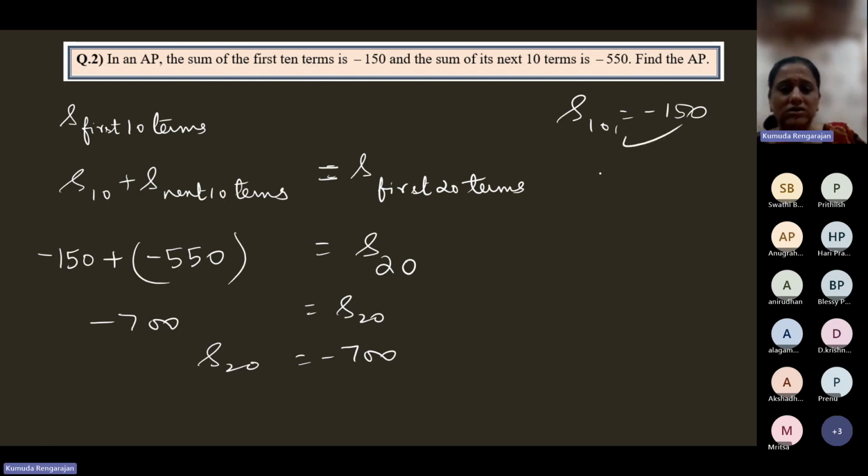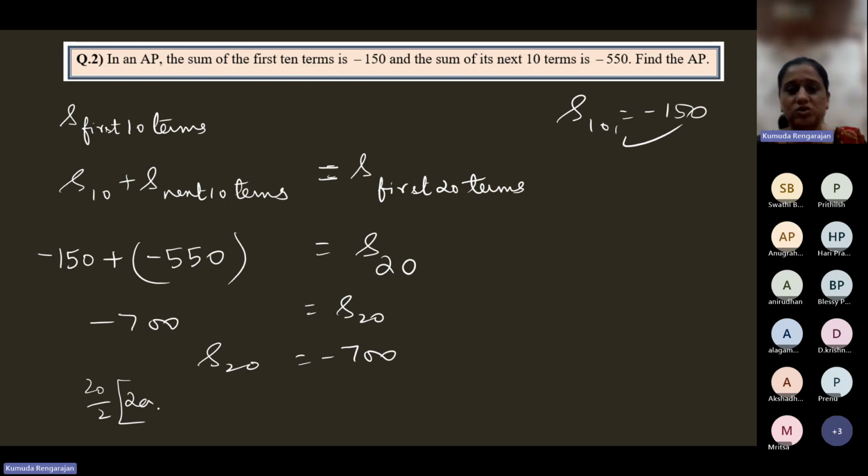In the same way here, how do you work with S20? N by 2, 20 by 2, because it is the first 20 terms, the sum of the first 20 terms. So N is 20. N by 2, 20 by 2 of 2A. We don't know the AP, so we don't know A and D. We only know N. So 2A is 2A, and here A is A only. In the first method, we took A as A11.